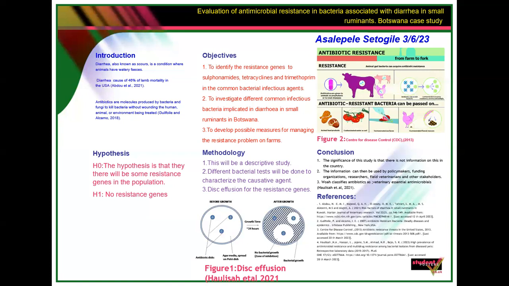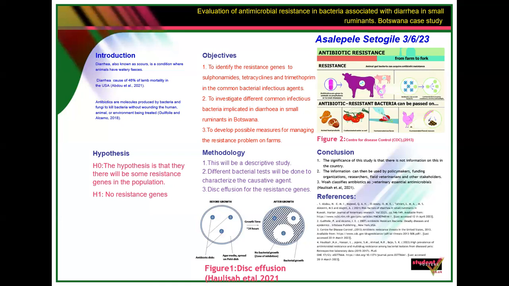So what's the hypothesis of this study? The hypothesis is that there will be some resistant genes in the populations. And the main objective of this study is to identify resistance genes to sulfonamide, tetracyclines, and trimethoprim, since these are the easily accessible drugs in Botswana. Also to investigate the common infectious bacteria implicated in diarrhea in small ruminants in Botswana.